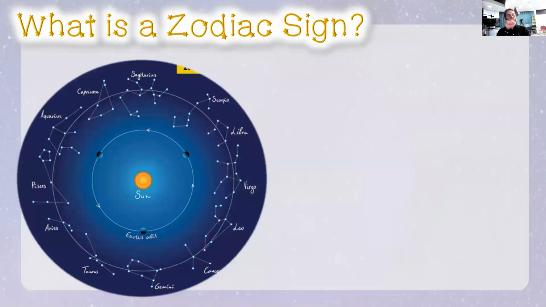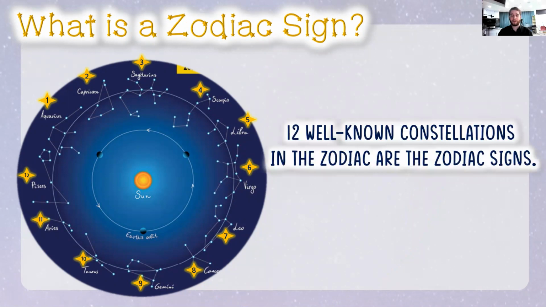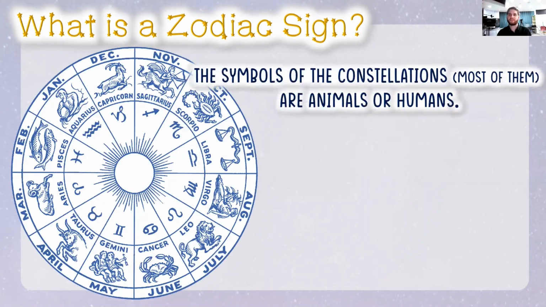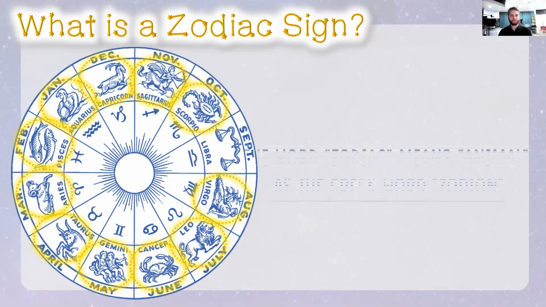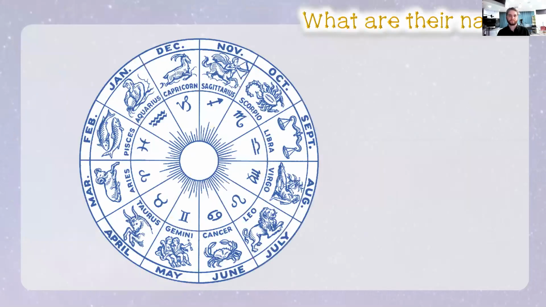Next here we have all the numbers 1, 2, 3, 4, all the way to 12. 12 well-known constellations in the zodiac are the zodiac signs. Let's learn about those. Here they are all on a big wheel. The symbols of the constellations, most of them are animals or humans. There's only one that is Libra, that is scales. Everything else is an animal or a human. The word zodiac means animal, from the Greek word zodion. That's where we get zodiac from.